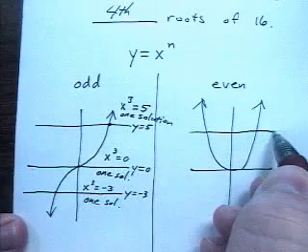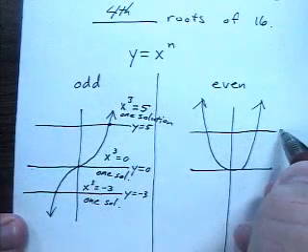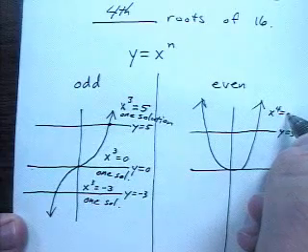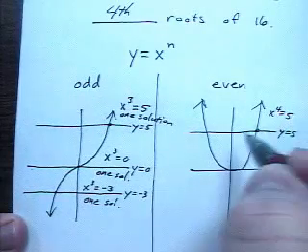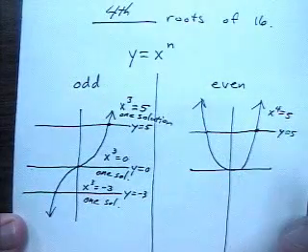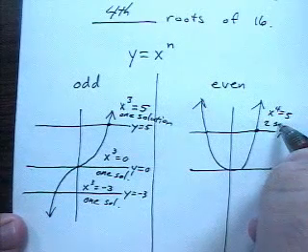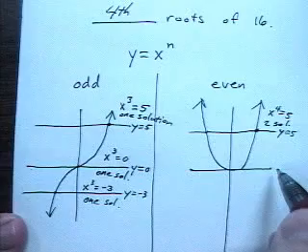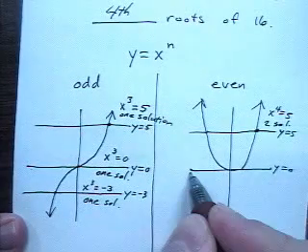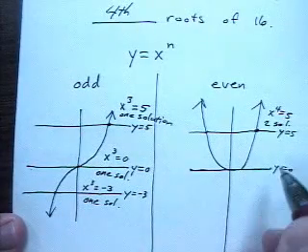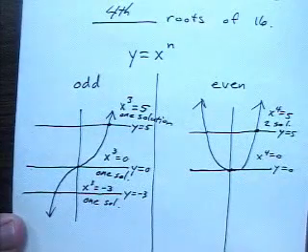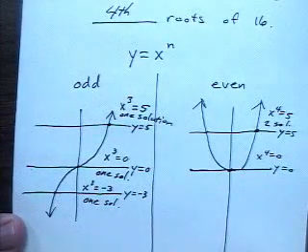Now, jump over to the even case. Same idea. Y equals 5. So we're talking about something like x to the fourth equals 5. Well, that happens in two spots. So that has two solutions. Y equals 0, the good old x-axis. X to the fourth equals 0. Well, that happens to cross one time, right there at the bottom.